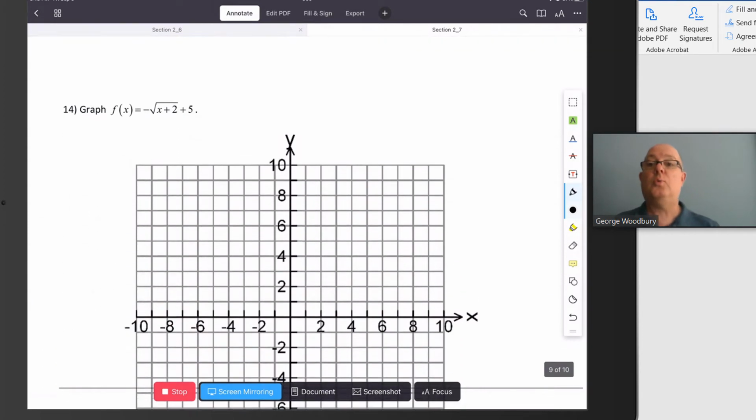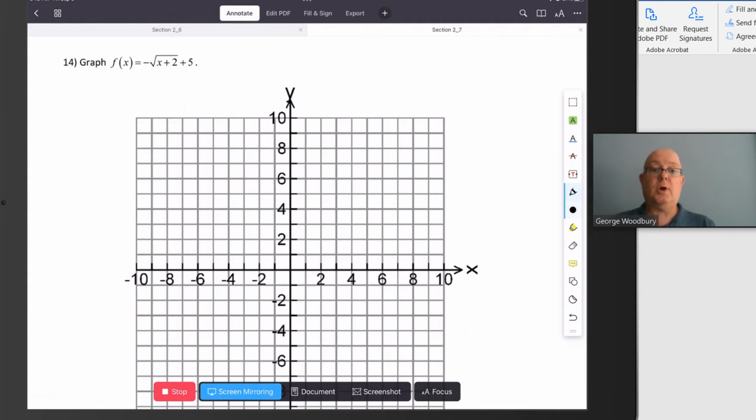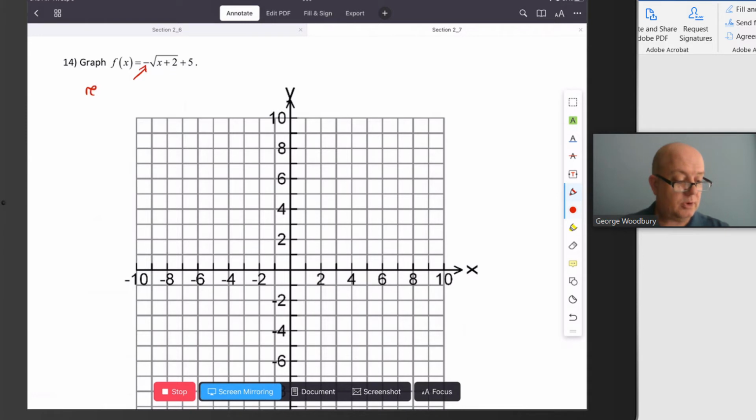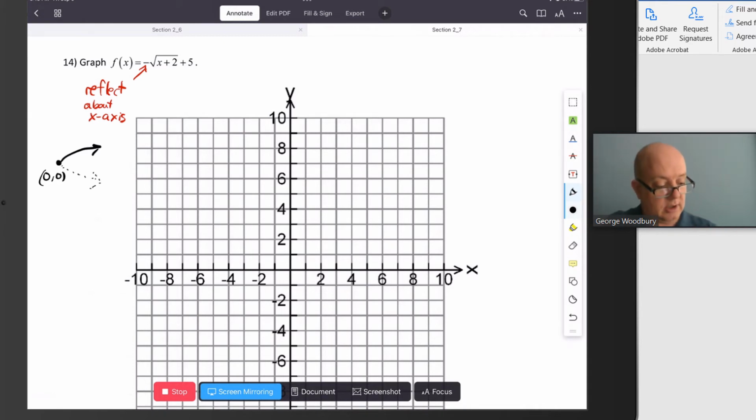In the next one, we have a negative sign out in front of the square root. So this negative sign means that we're going to reflect about the x-axis. So what I want you to think of, the square root function, which we know the basic graph of, starting at 0, 0, up and to the right like that. This one's going to go down to the right instead. We're going to rotate, reflect it about that horizontal line.